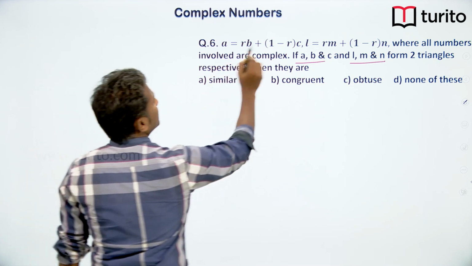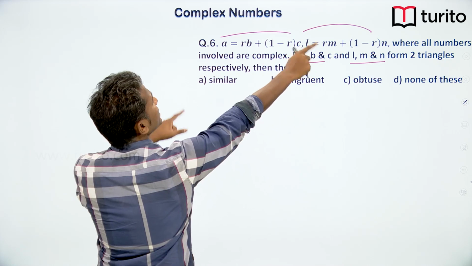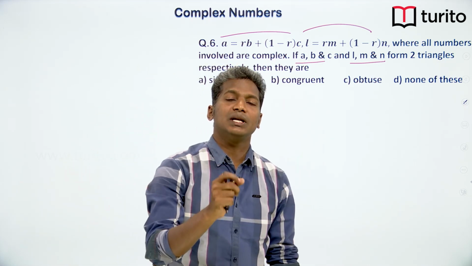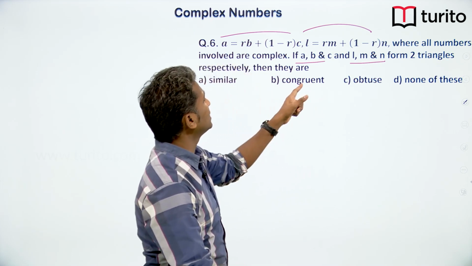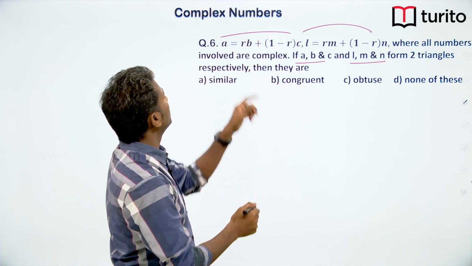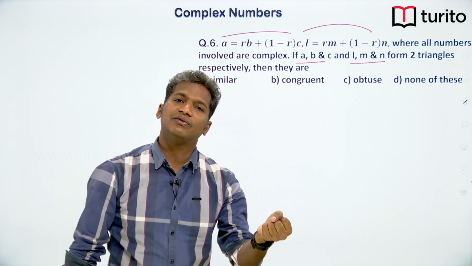Now here if you observe, in these two equations, the common complex number that is involved is the R. So here it is mentioned that all numbers involved are complex. Now the common number that is involved is the R. So what I will do is I will try to solve for R.